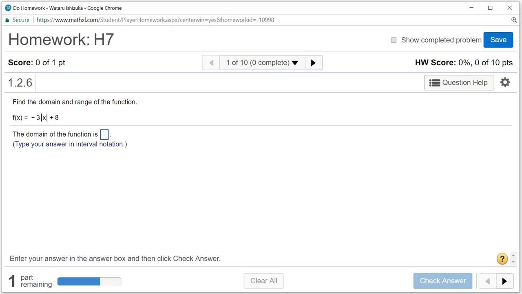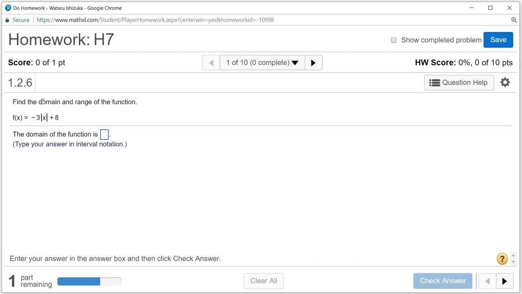Alright, let's look at homework 7, problem number 1. We want to find the domain and the range of the following function: f of x is equal to negative 3 absolute value of x plus 8.